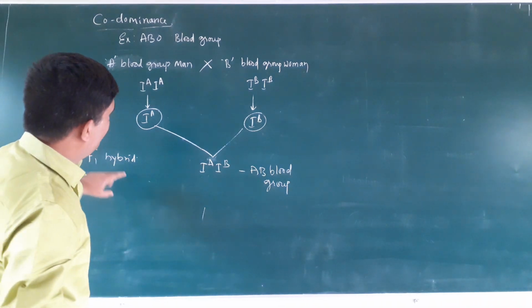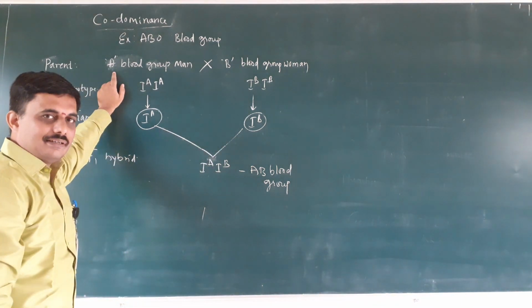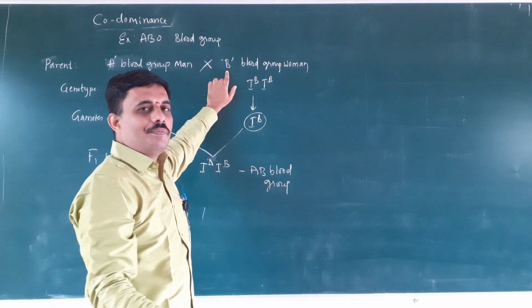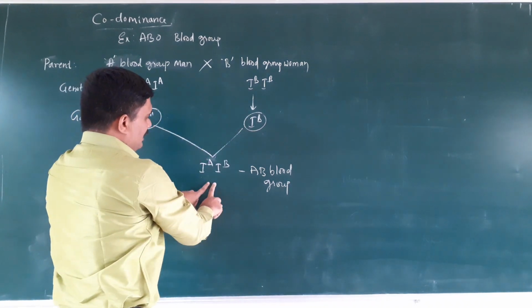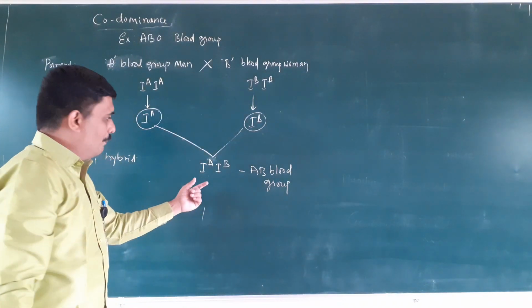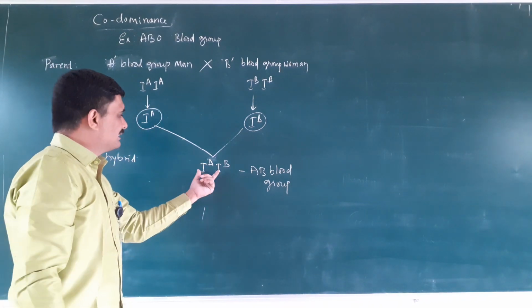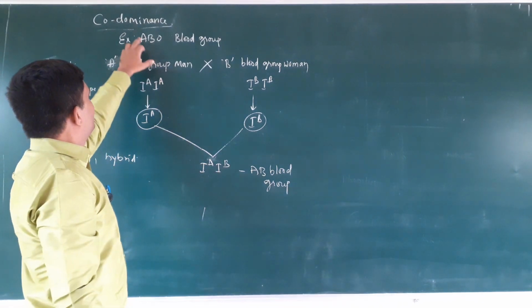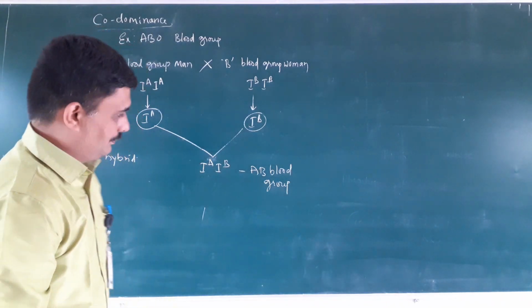The A blood group is a dominant character, and the B blood group is also a dominant character. Whenever we bring the two dominant characters into hybridization, both the characters are expressed equally. This phenomenon is called codominance.